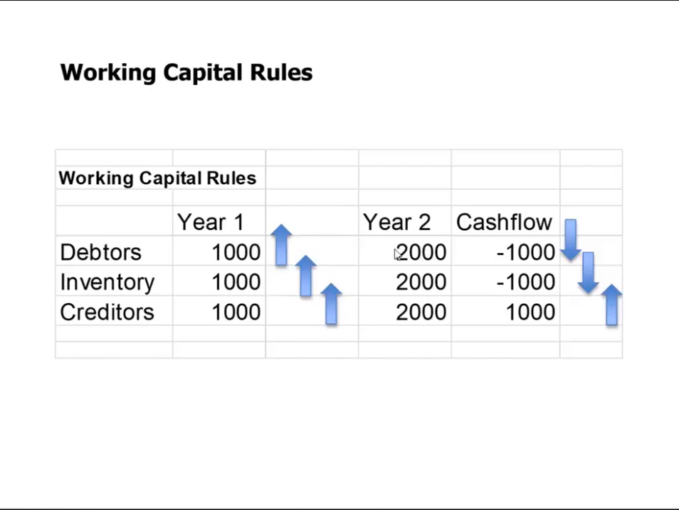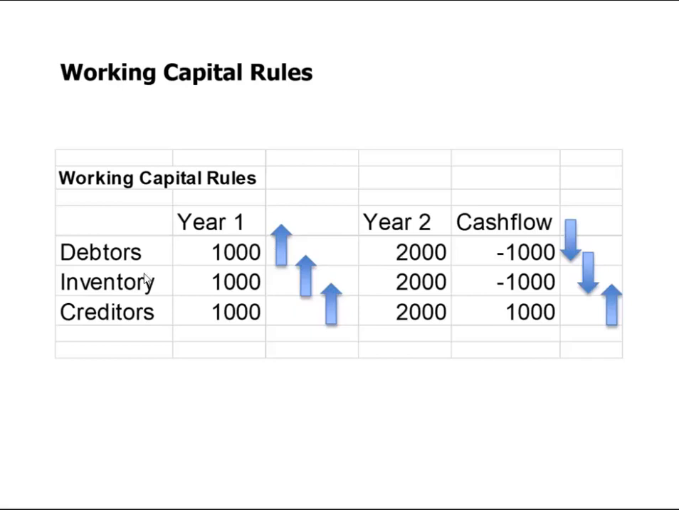So clearly the debtors has gone up, and that's represented by an up arrow. And if your debtors has gone up, it means your customers are taking longer to pay you, and therefore your cash has gone down by 1,000, which is the difference between these two annual numbers. And I'm using a down arrow here just to represent cash outflow.